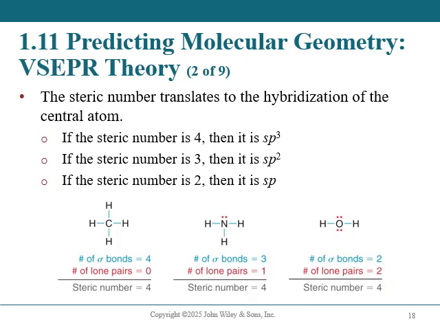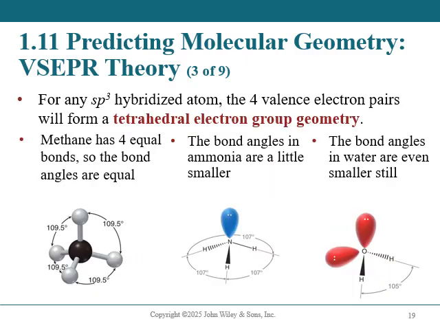Because of that, when you look at the electronic geometry associated with all 3 of these species, they all have a tetrahedral electron group geometry. The bond angles are going to change a little bit, mostly because lone pairs occupy more volume and push a little bit more than your bonded pairs. So you will get the largest angle with methane, and then your lowest angle will be with water, and ammonia somewhere in between.